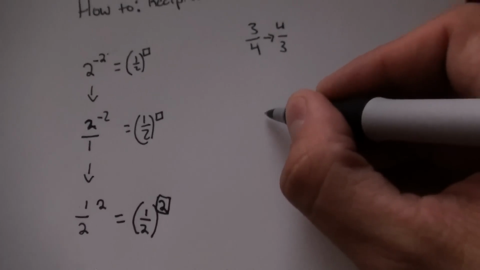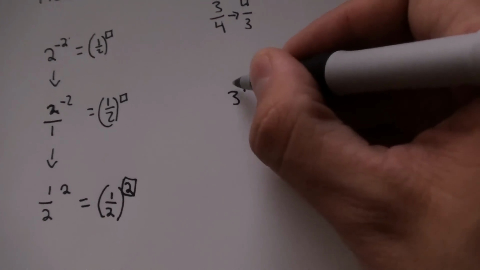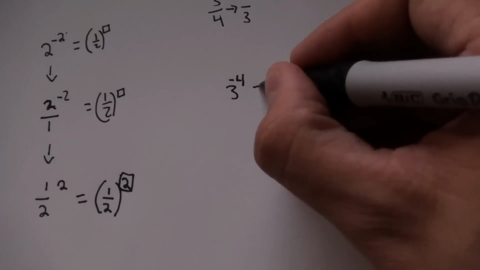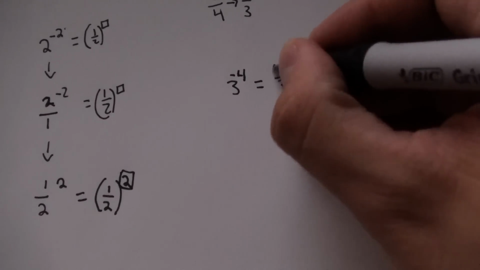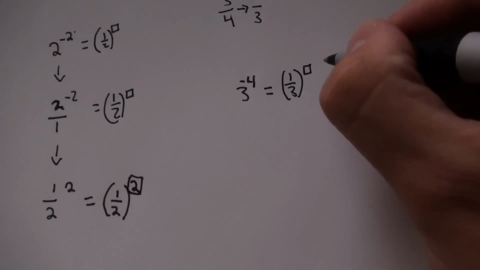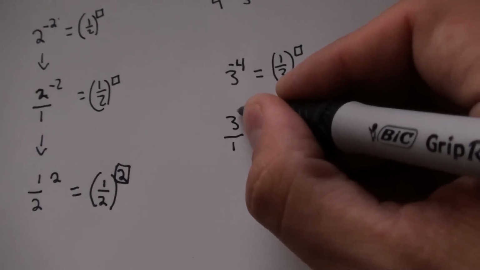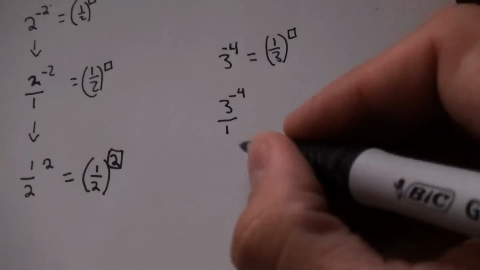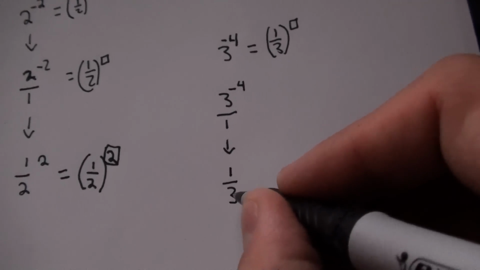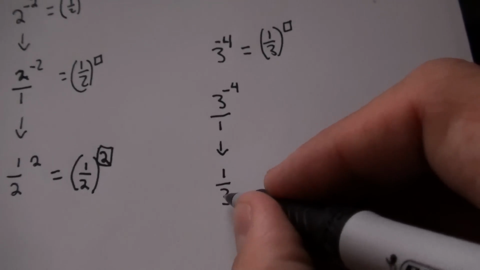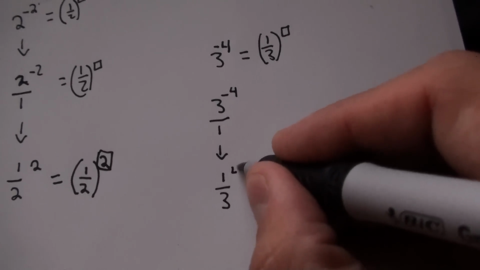Let's say 3 to the negative 4th equals 1/3 to the something that we don't know. Well, I can write this as a fraction, just like I did a minute ago. And then I can convert that into a reciprocal, which is 1 over 3. And remember, when you flip the fraction, it changes the exponent. It makes it a positive.